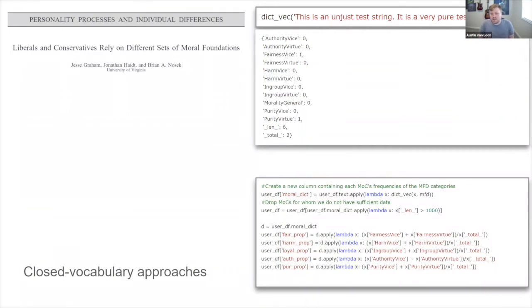So then we make a version of our data frame that's at the user level. So for each member of Congress, we have all the Twitter language that they produced. And we're essentially going to measure out of all the words they used in this entire dictionary, what proportion of them belong to the fairness categories, to the harm categories, in-group categories, and so on. And then we're going to compare whether Democrats and Republicans had different values for these.